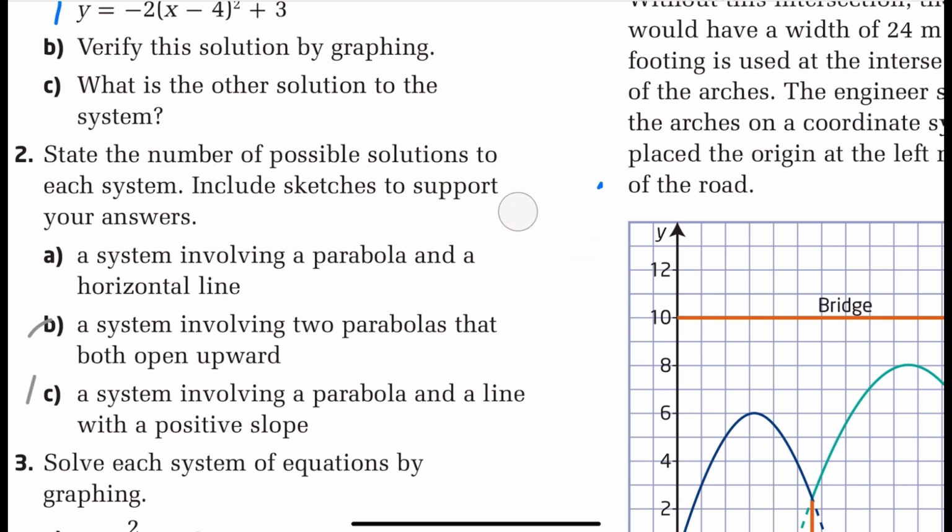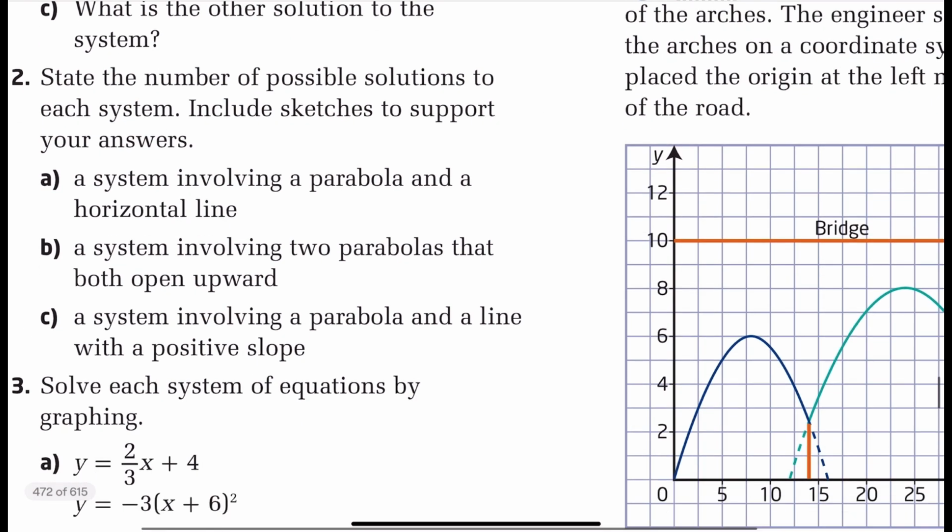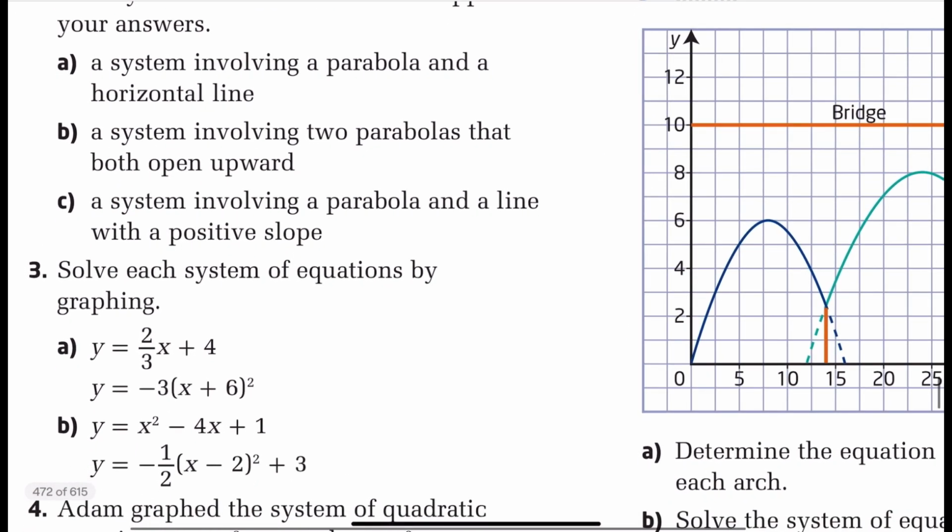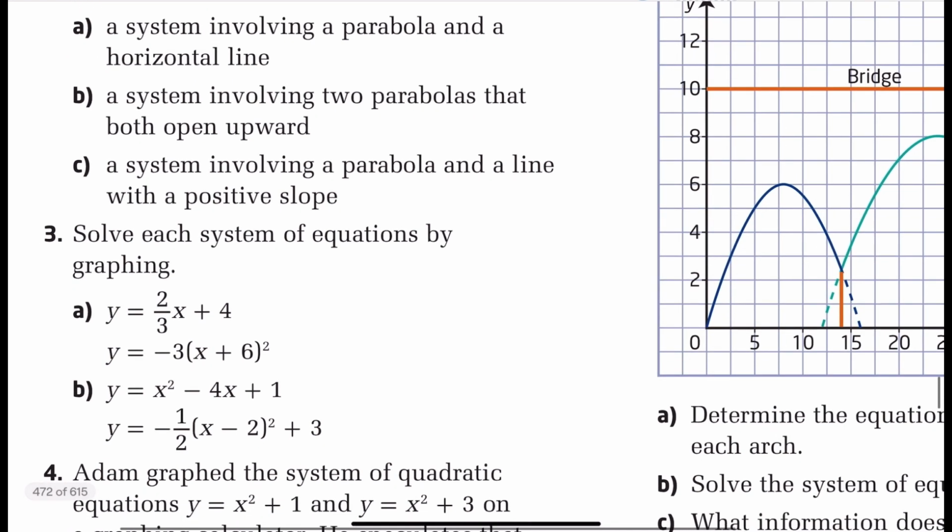Now let's go to the next question. Solve each system of equations by graphing them. So we need to solve the equations just by graph. So the first equation is 2/3x plus 4. Okay, so we're talking about this one.